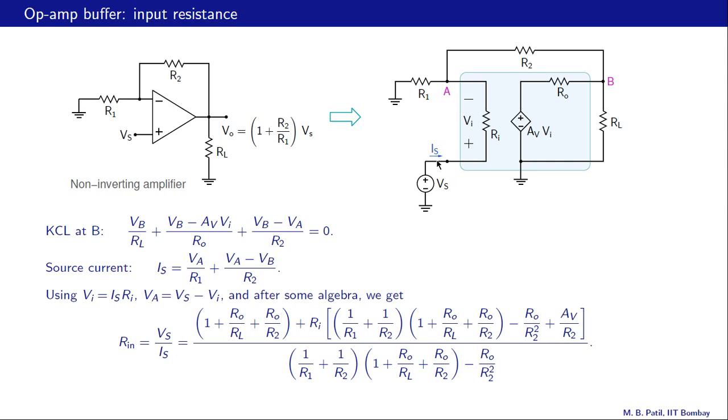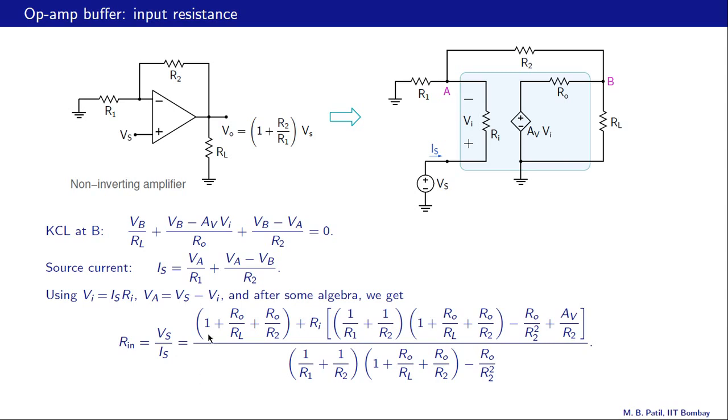Once we obtain Is, we can find the input resistance as seen from there as Vs over Is, and that turns out to be this expression here. It is a bit messy, and you are of course encouraged to do all the algebra and arrive at this result. But let us look at least the dimensions of this Rin, whether it is indeed ohms or not.